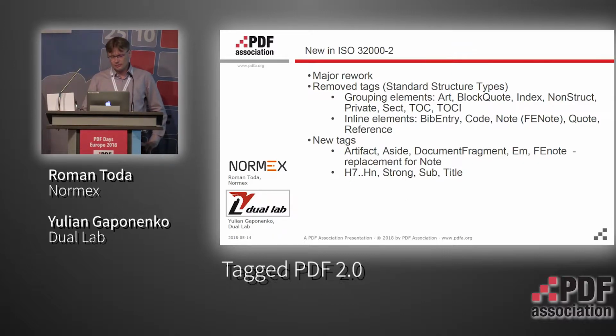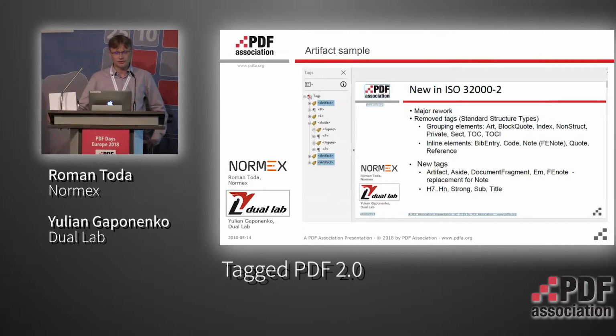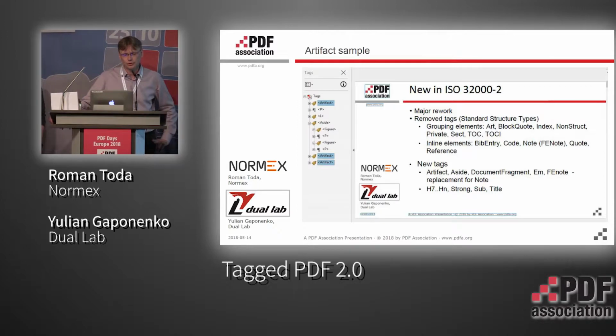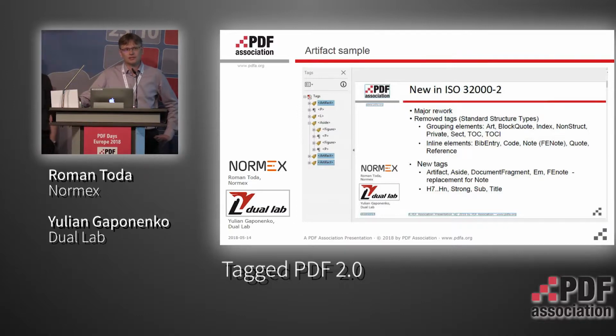Let me tell you something about one specific tag that's been introduced in 2.0, which is artifact. In 1.7 and all other formats, whatever was not marked or whatever was not tagged was considered as an artifact. It didn't work very well, because if you don't mark something as a structure element, it doesn't exist. Screen readers and applications don't see it. So it's pretty hard to distinguish where in the logical order this part actually takes place.